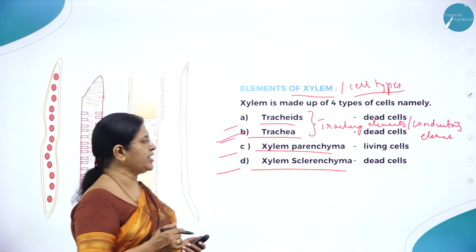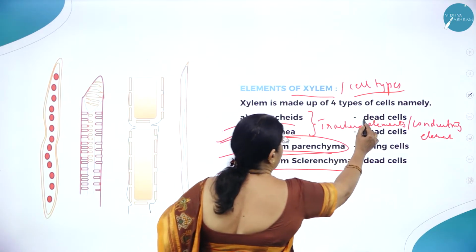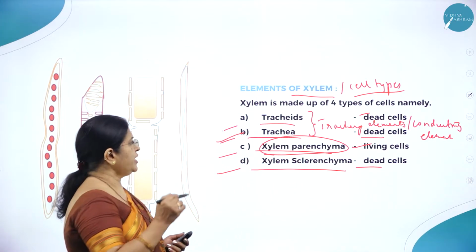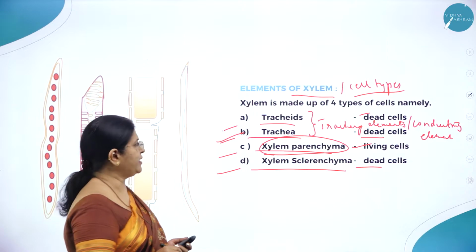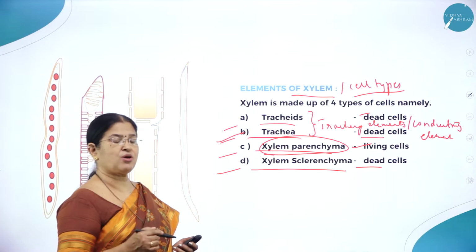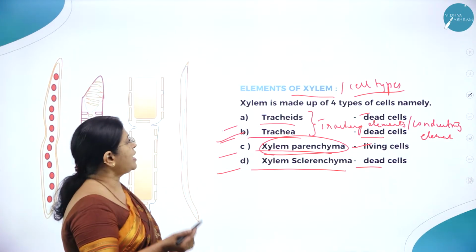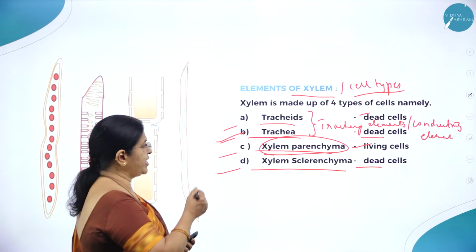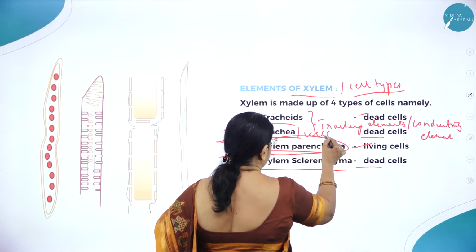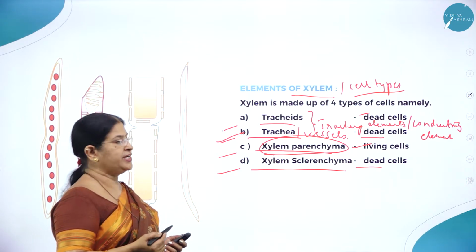Among the four xylem elements, tracheids, trachea, xylem parenchyma, and xylem sclerenchyma, only xylem parenchyma is living, the remaining are dead. Here you can see the only living tissue in xylem is the xylem parenchyma. So among the four, which are the conducting elements? Tracheids and trachea, and together they are called tracheary elements. Among the two, who is more efficient in conducting? Is it trachea or tracheids? Trachea are also called vessels. So they are more efficient in conduction.